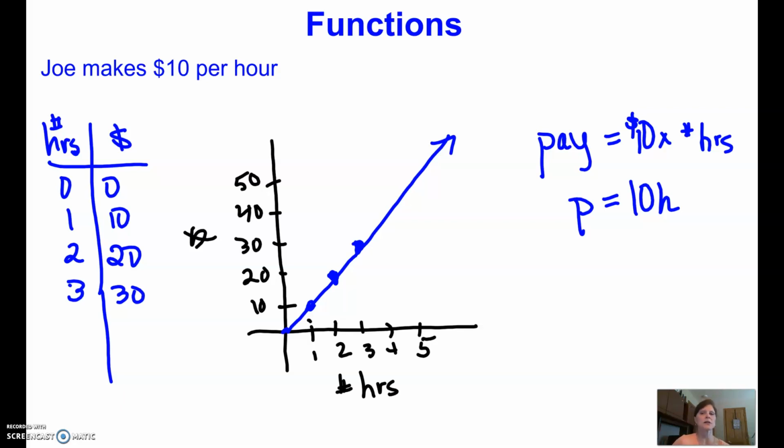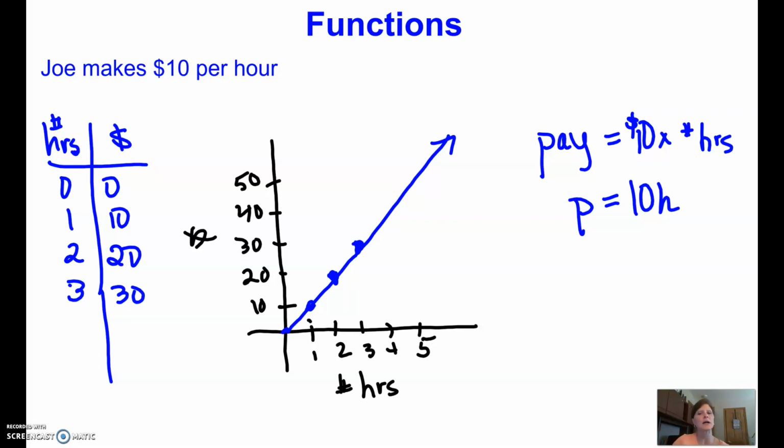Now, it's important to recognize that functions can be described in various ways. I can make a statement: Joe makes $10 per hour. I'm telling you how two things are related. I can make a table and pick out some specific points. So 0 hours, 0 pay. 1 hour worked, $10 pay. 2 hours worked, he's going to get $20, and so on.